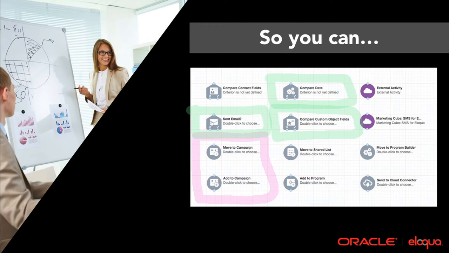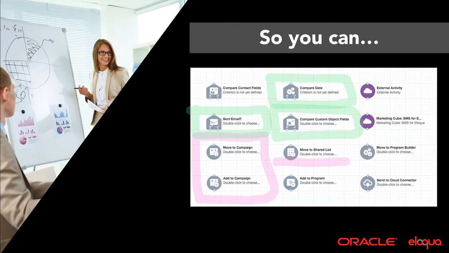Or you might be wanting to see if a contact is currently in an open and live opportunity, in which case you may want to stop communications and leave the salespeople to finish off that particular deal. There are all sorts of actions you can do as well, and you can see here, for instance, the move to shared list is another helpful one.